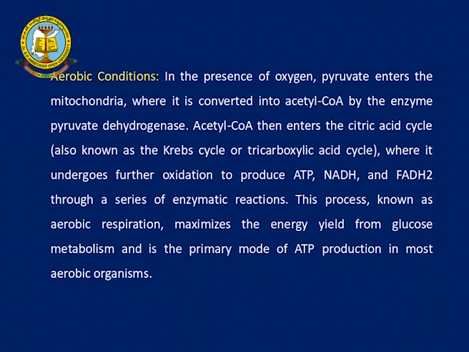TCA means tricarboxylic acid cycle, where it undergoes further oxidation to produce ATP, NADH and FADH2 through a series of enzymatic reactions in the Krebs cycle, the citric acid cycle. This process, known as aerobic respiration, maximizes the energy yield from glucose metabolism. It is the primary mode of ATP production in most aerobic organisms.